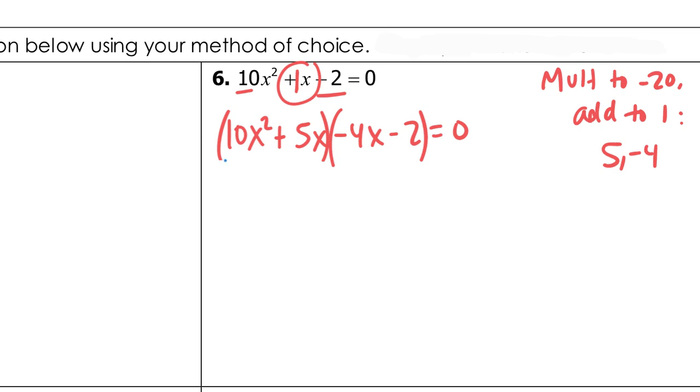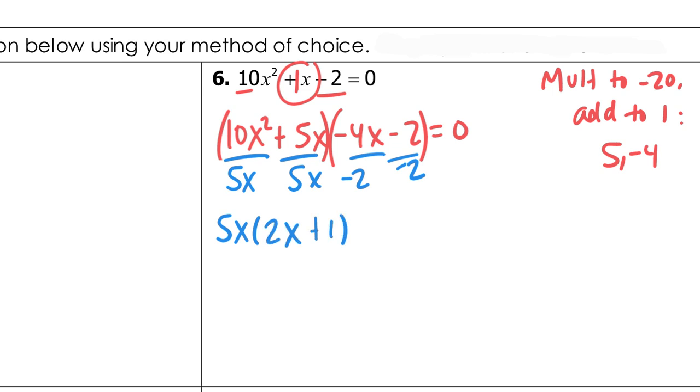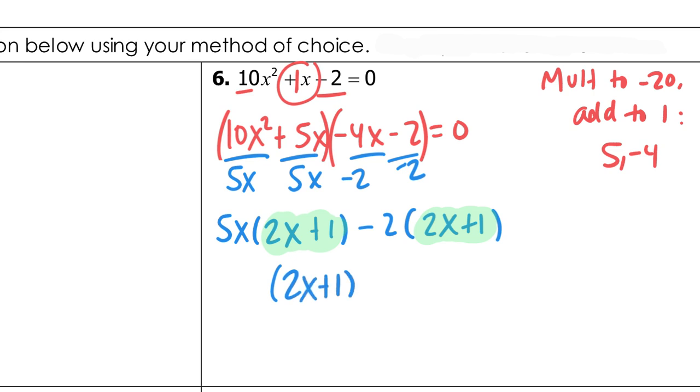So the greatest common factor of this first group is 5x. The greatest common factor of the second group is negative 2. Take out the negative. That stays in front, and you get 2x plus 1. The GCF always stays in front. And then here we get 2x plus 1 when we divide. Remember, these have to match. If they don't match, we did something wrong. So one of our factors is that one that we have in common, and then the other one is the things in front of it.